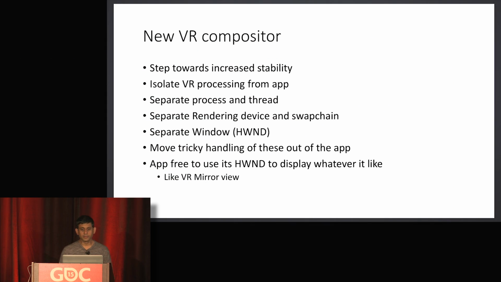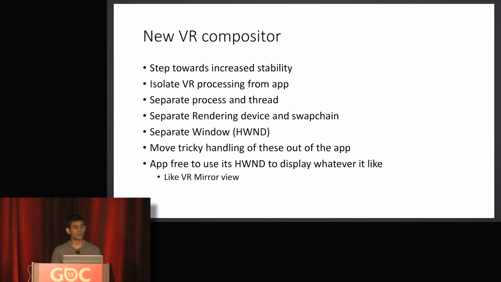So we are moving to a new architecture at Oculus, which we call the Compositor architecture. This is a key step towards increased stability for us. The idea is that we want to isolate VR processing from the app. So we have a separate process that we do all our distortion and time warp rendering in. So it is a separate process, it's a separate thread. We use our own rendering device and swap chain, and we have our own HWND that we target all the rendering to, which is supposed to go to the headset.